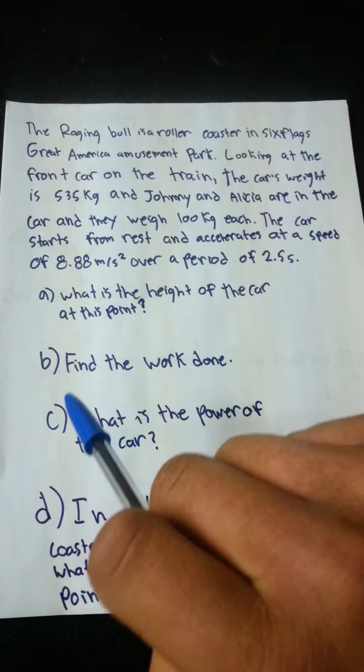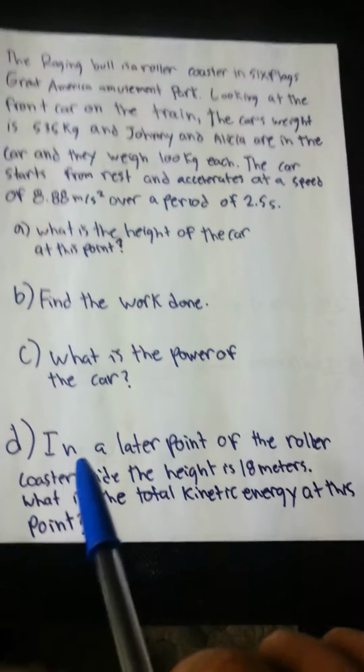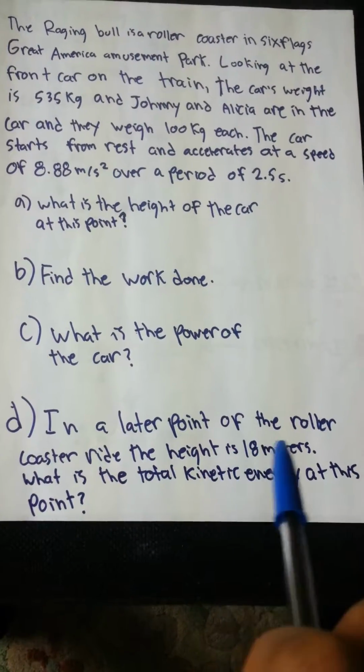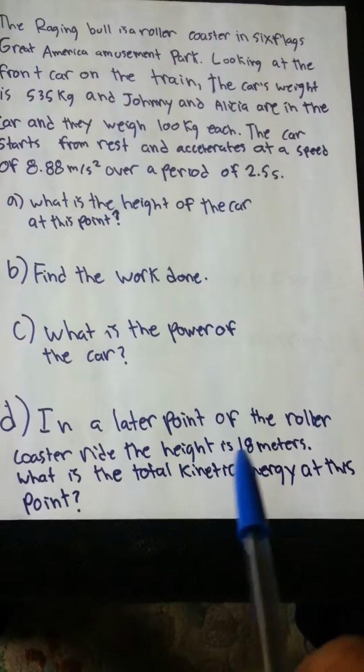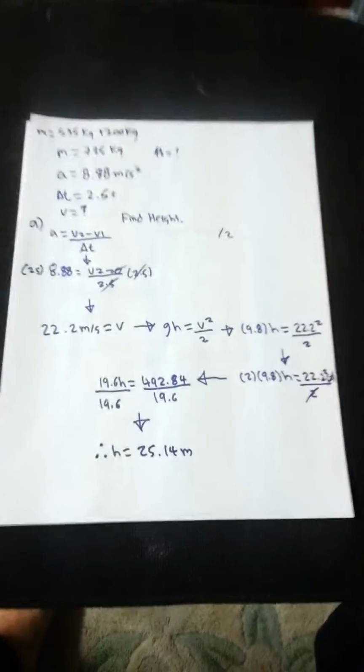So that's A. B. Find the work done. C. What is the power of the car? And D. In a later point of the roller coaster, while the ride height is 18 meters, what is the total kinetic energy at this point? Alright, so let's take a look at A.